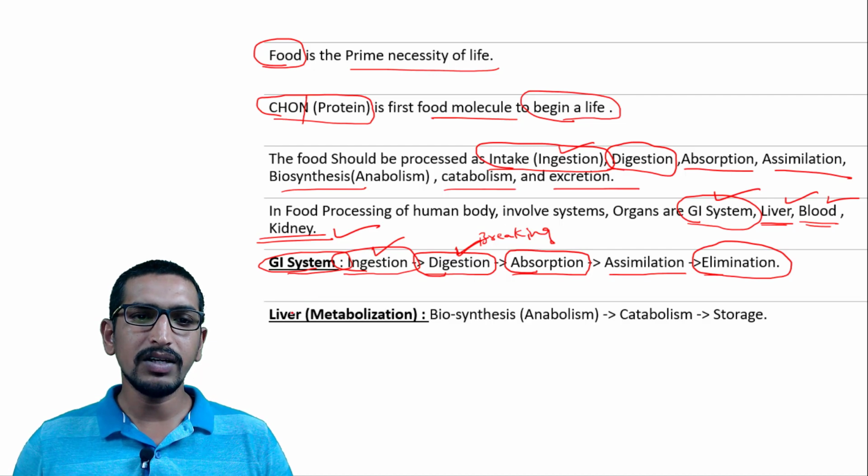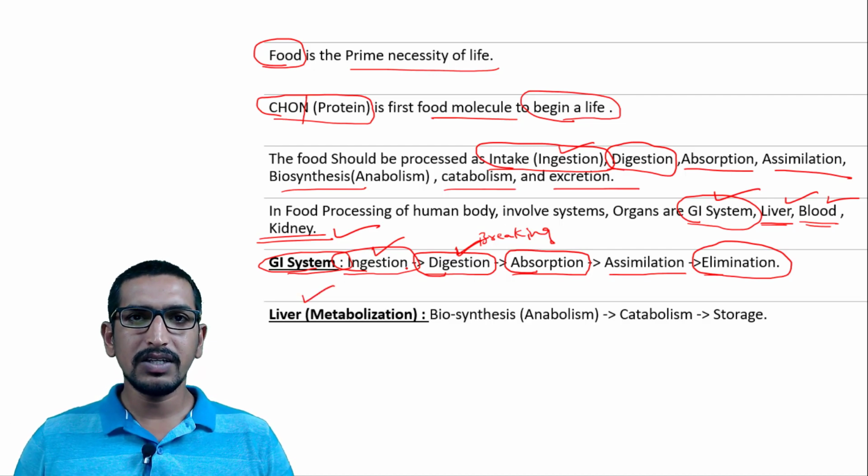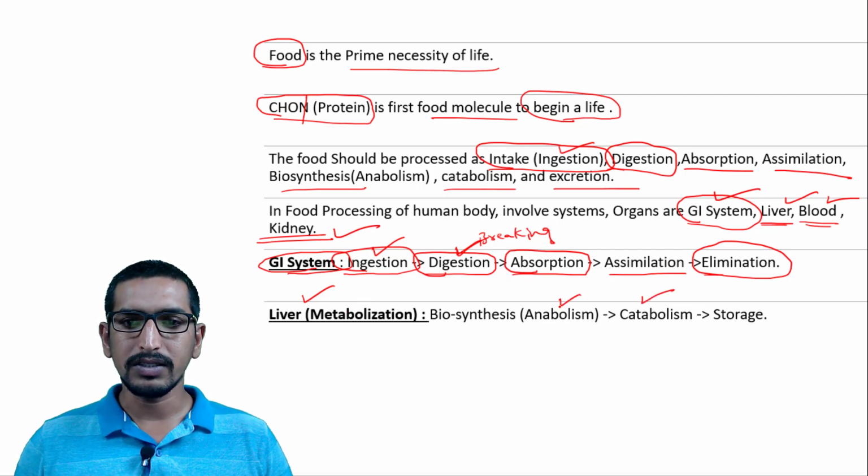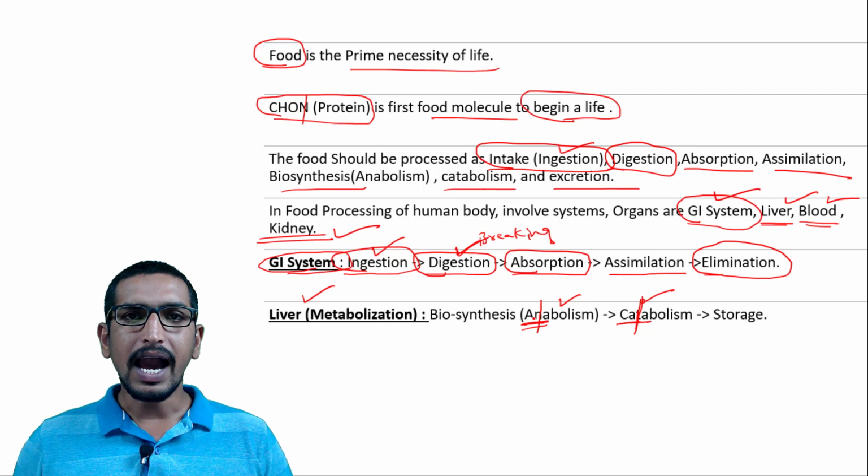The next organ is the liver. The liver majorly participates in metabolization. Metabolization is nothing but the combination of anabolism and catabolism. Here just remember: A is for adding. CAT, cat, is for cutting. Just clues: cut and add. A for add, C for cut. So anabolism is nothing but adding the food.